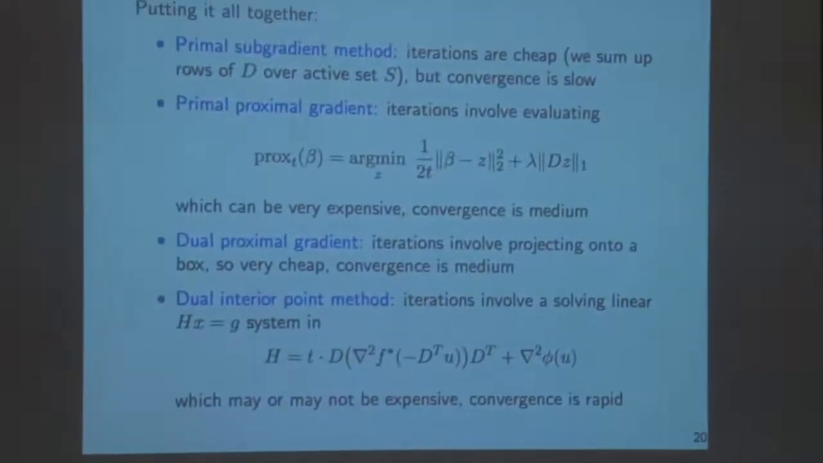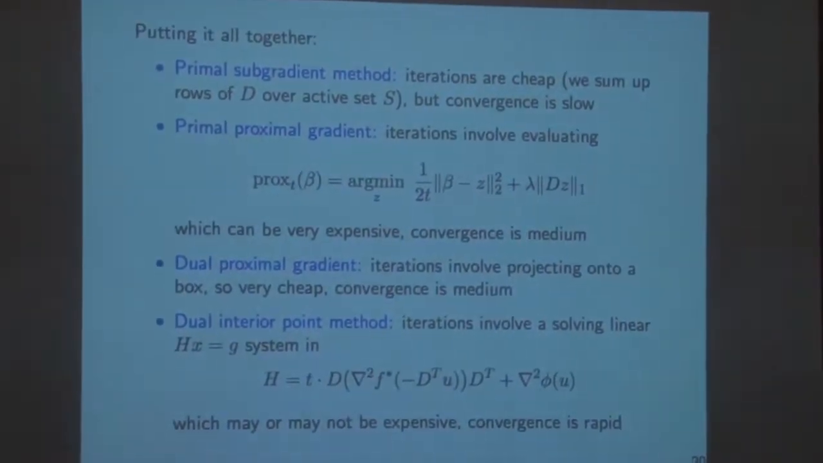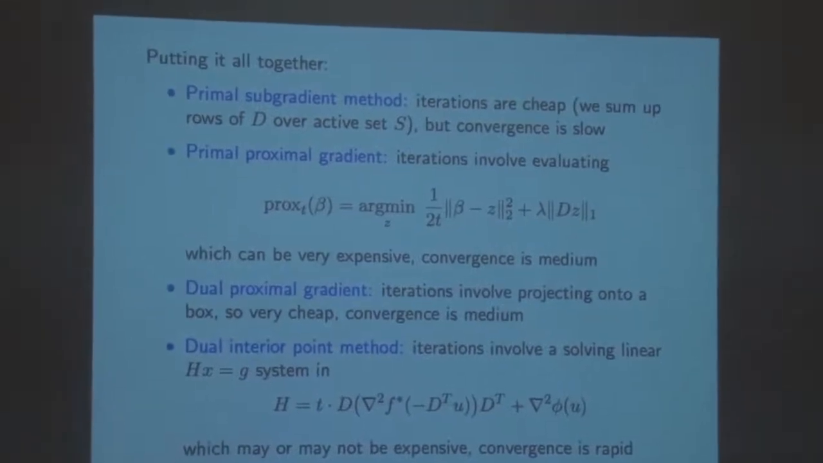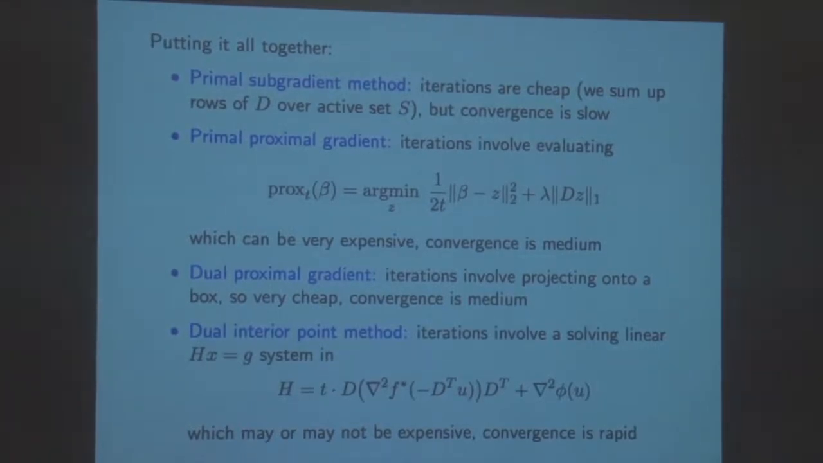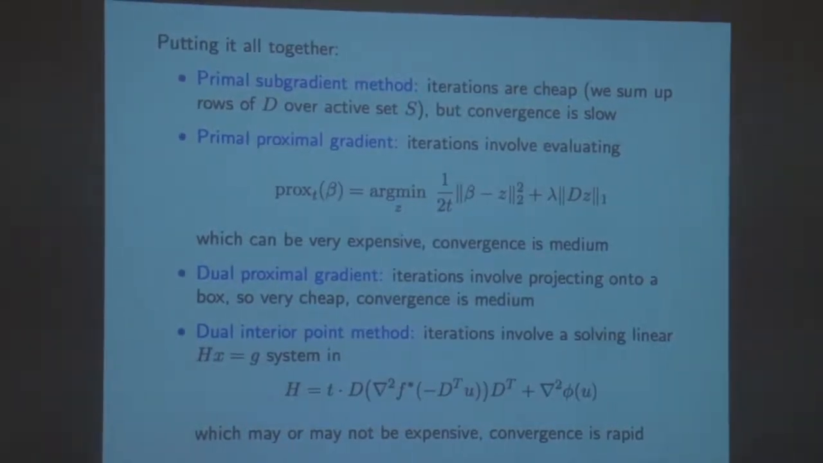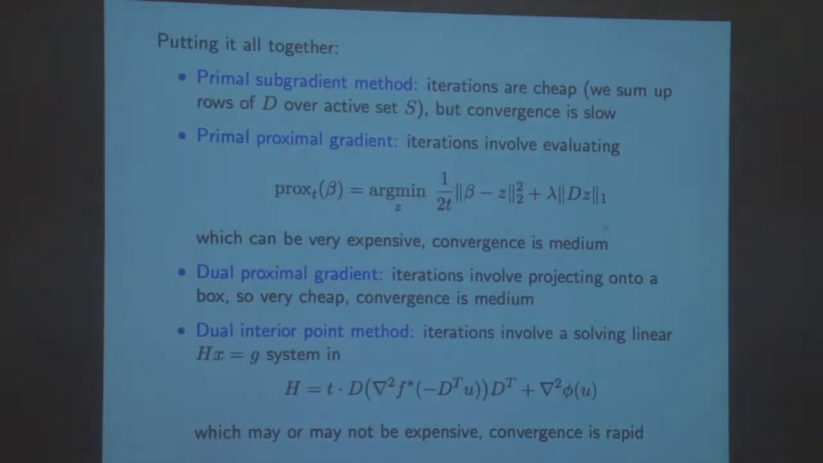Okay, so let's put it all together. What do we learn? The primal subgradient method has cheap iterations, and in fact, it's even cheaper if we think about just summing up the rows of D over the active set S, the set of components of D beta that are non-zero, but the convergence is super slow. Primal proximal gradient involves evaluating a prox that we don't know how to do in general, so it can be very expensive, right? Because maybe I would have to actually go and solve this as a separate optimization problem, which is itself challenging. This is one of the problems that we face already. If you had Gaussian linear trend filtering, primal proximal gradient descent wouldn't make any sense because the prox is the problem. There's no difference between the prox and the original problem.